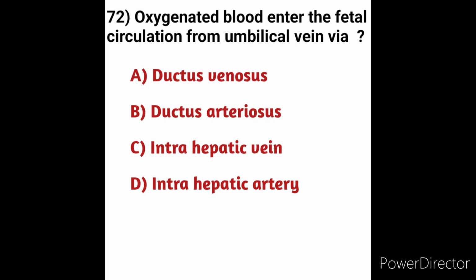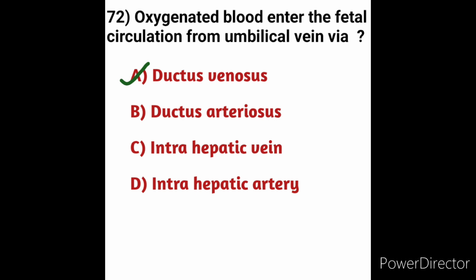What is the ductus arteriosus? Ductus arteriosus connects the main pulmonary artery to the aorta. Blood circulates from the pulmonary artery to the aorta. What is the ductus venosus? Ductus venosus connects the umbilical vein to the inferior vena cava. So oxygenated blood enters the fetal circulation from the umbilical vein via the ductus venosus. Option A is the correct answer.